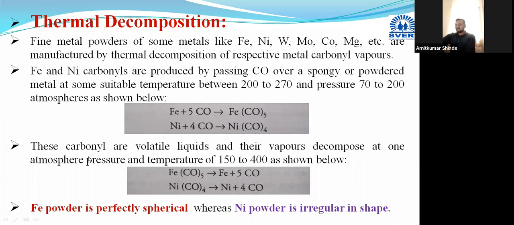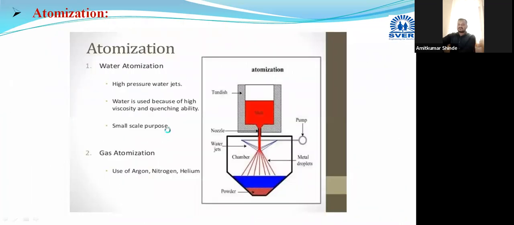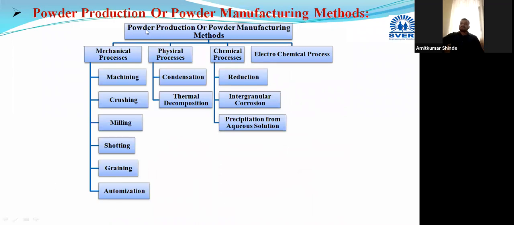Okay, so after discussing this, we will move towards the next type of powder production or powder manufacturing: chemical processes. Now there are different chemical processes. Okay, three chemical processes are there. If you have any doubt, please ask me. Chemical processes, three chemical processes are there.